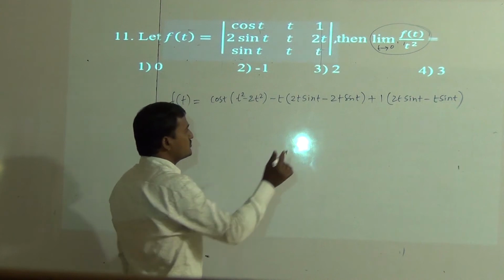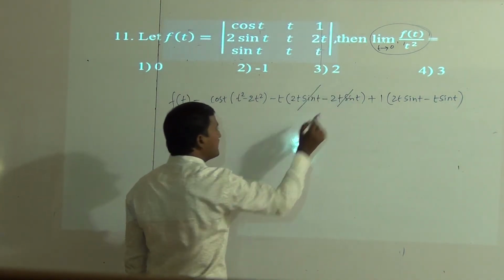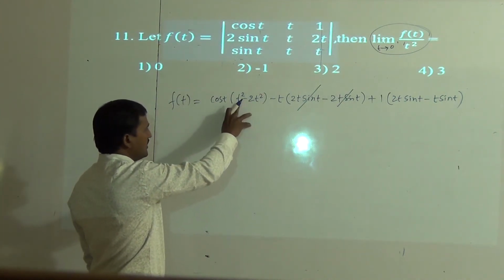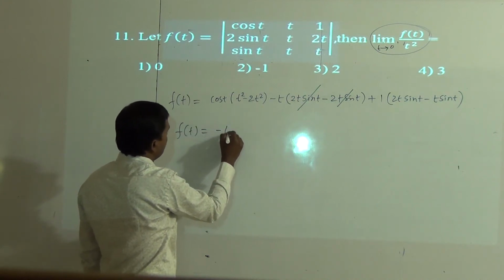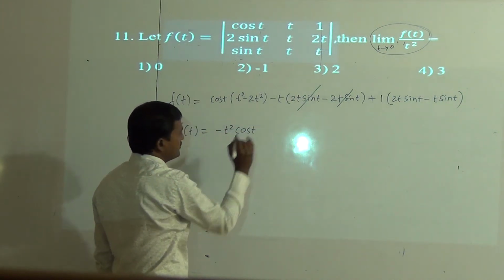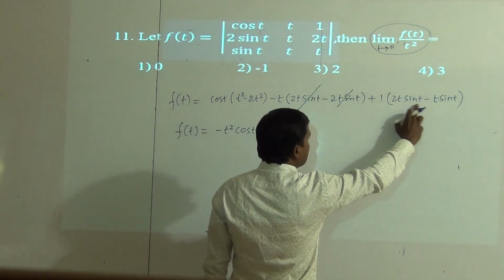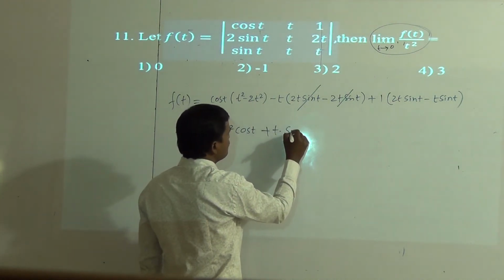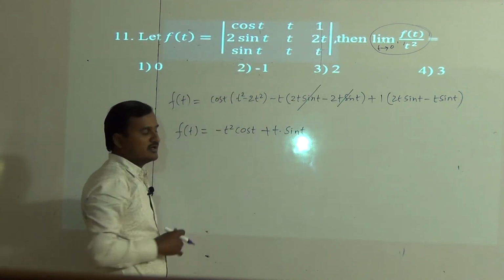Here you should observe minus 2t sin t is there, plus 2t sin t, so they will get cancelled. And here it is minus 2t square plus t square, means clearly f of t is equal to minus t square cos t, and this term becomes 0. 2t sin t minus t sin t means clearly it is t sin t. Now I got the value of this determinant.